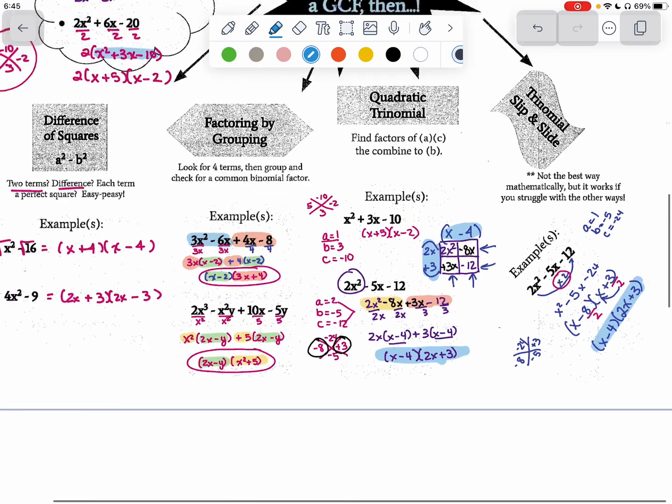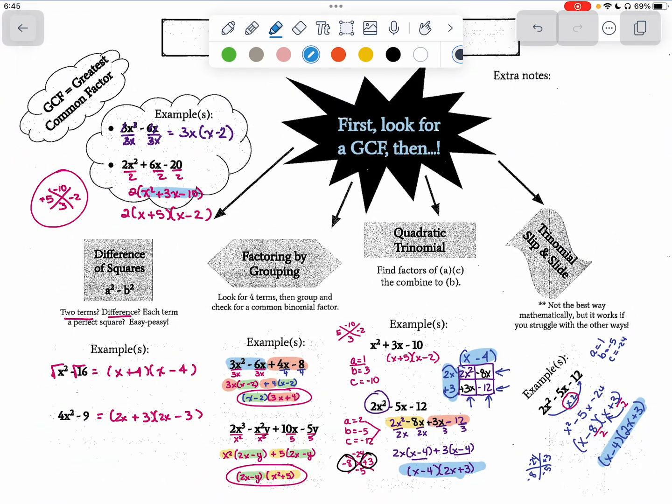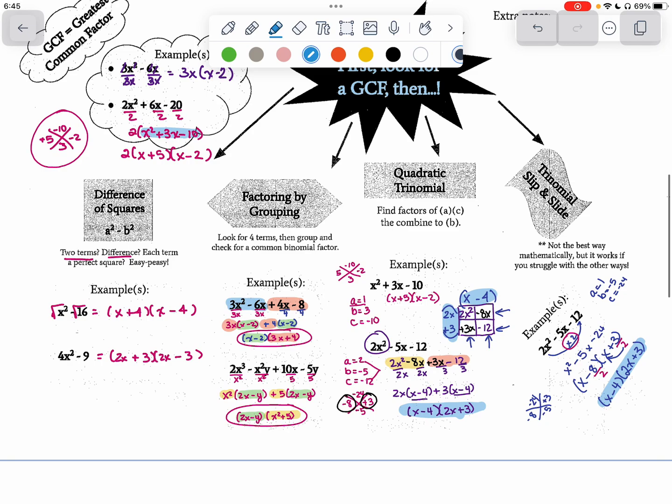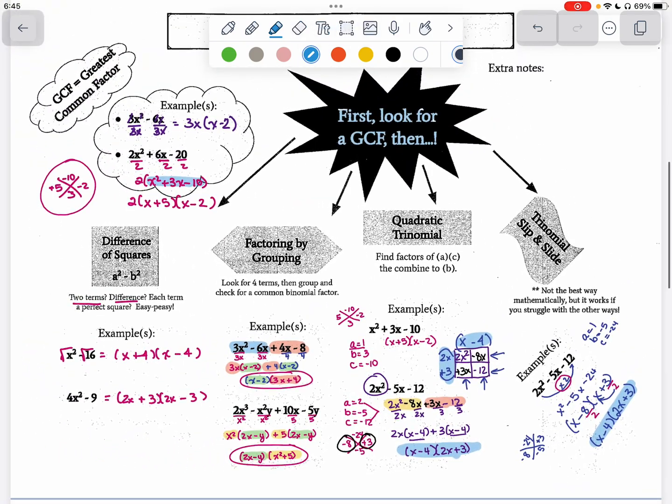Whichever way works the best for you, factoring is really important. And so you're going to want to be sure you can do one of these methods pretty quickly, the trinomial or the slip and slide with boxes, area model, or with grouping. And hopefully your factoring is getting stronger and stronger and better every day.